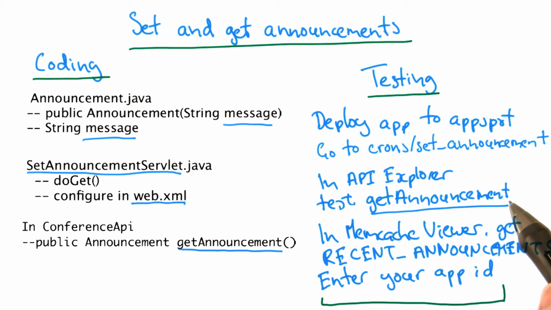As you're testing the get and set announcement functions, you're going to obviously need to make sure that you have some conferences where the seats available is between 0 and 5. Otherwise you won't get any results and you won't get any announcements saved.